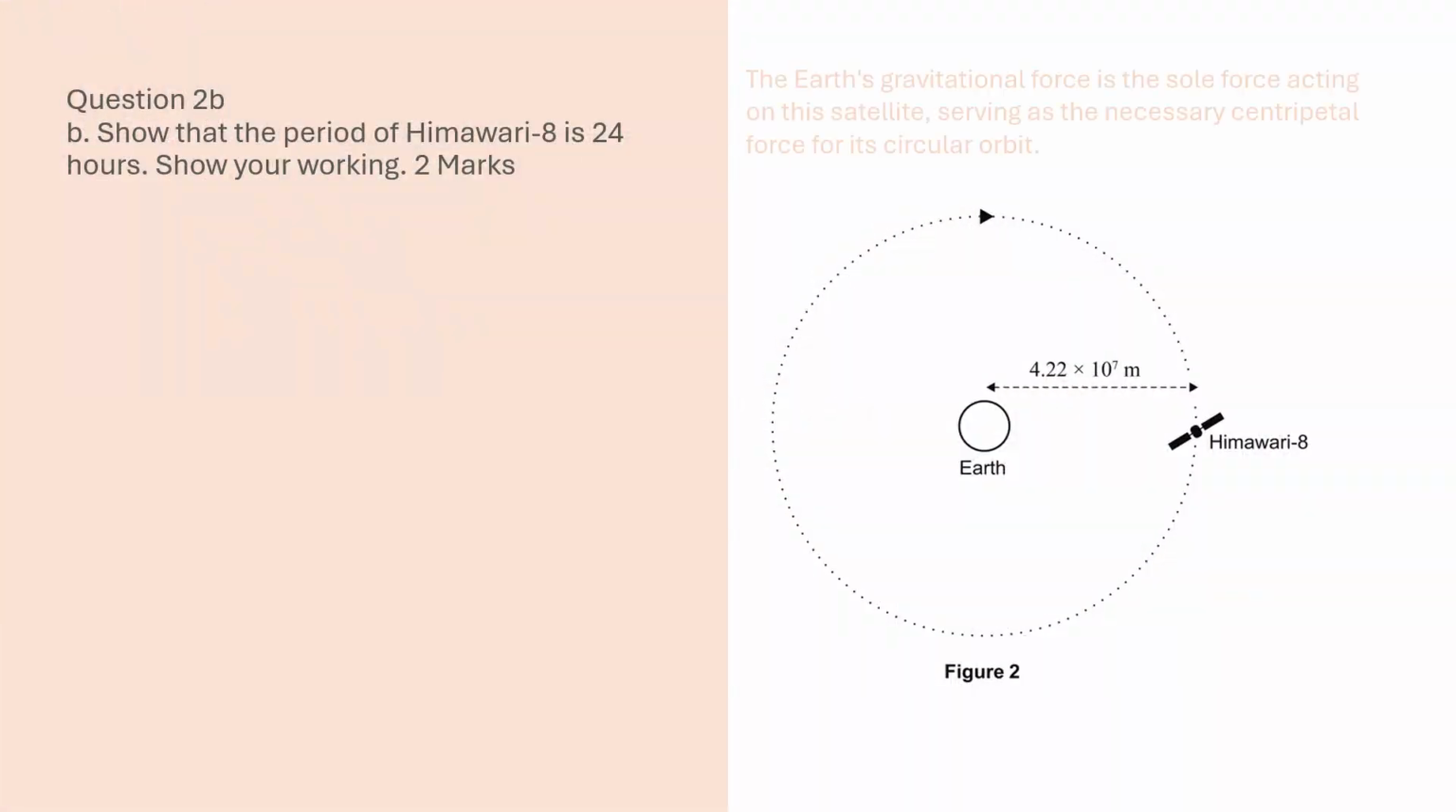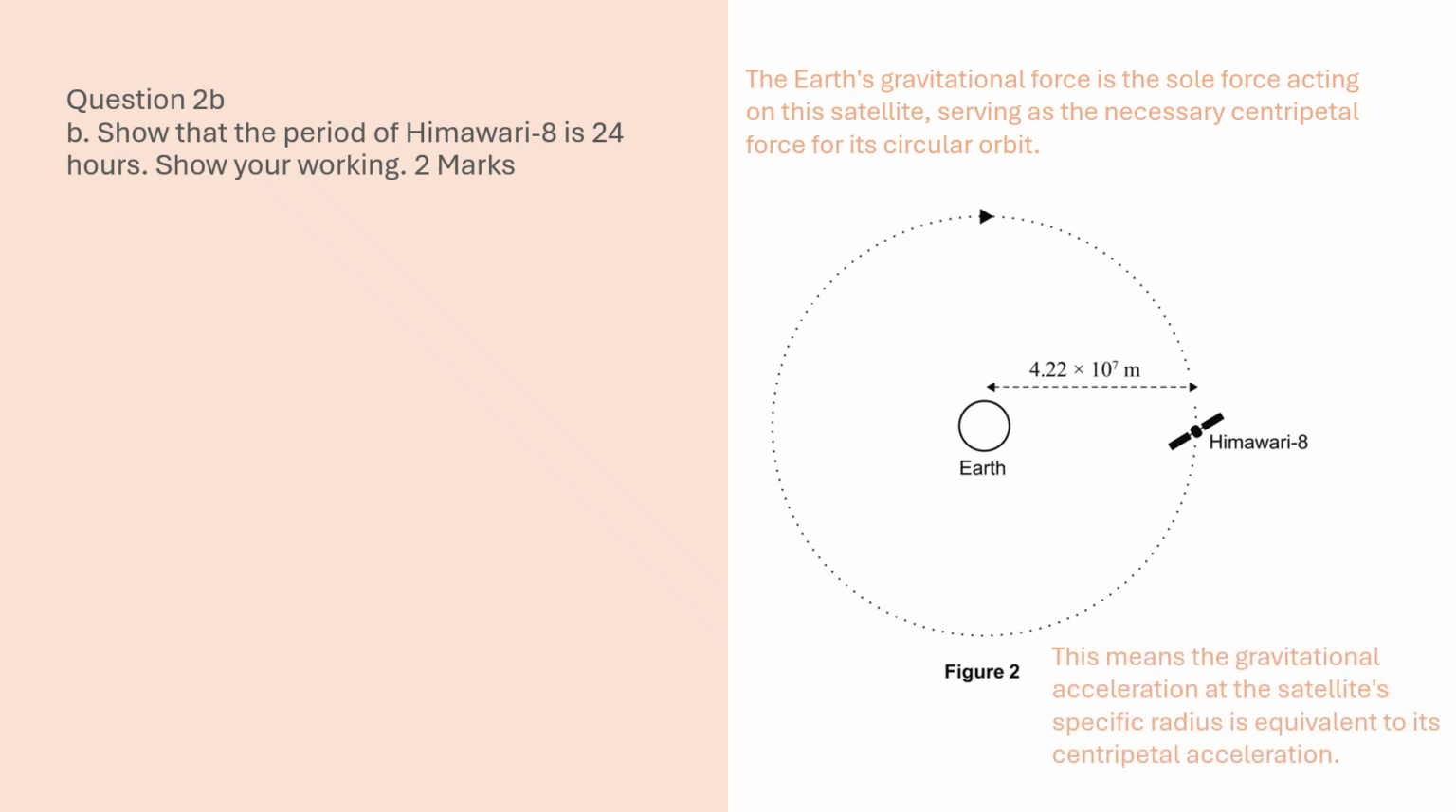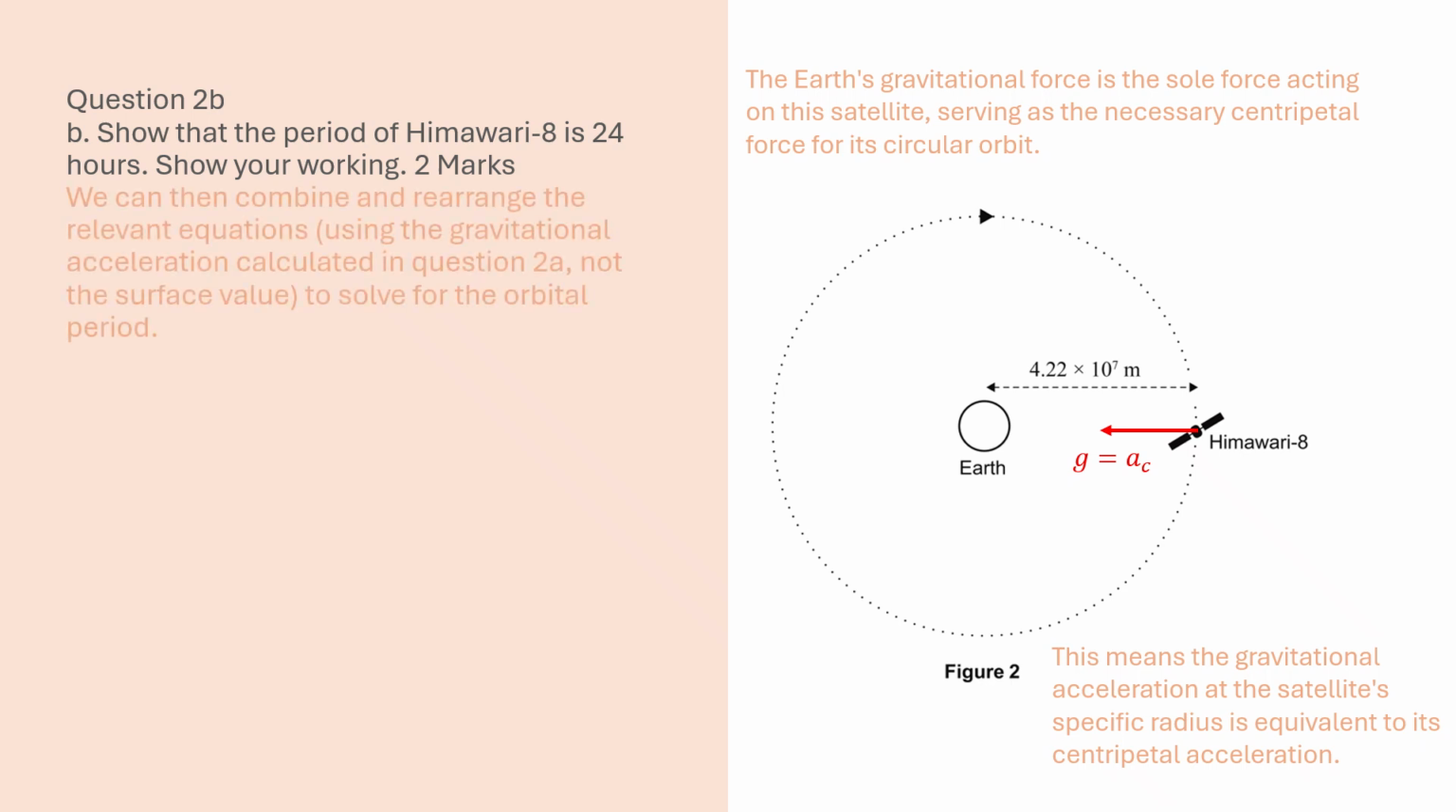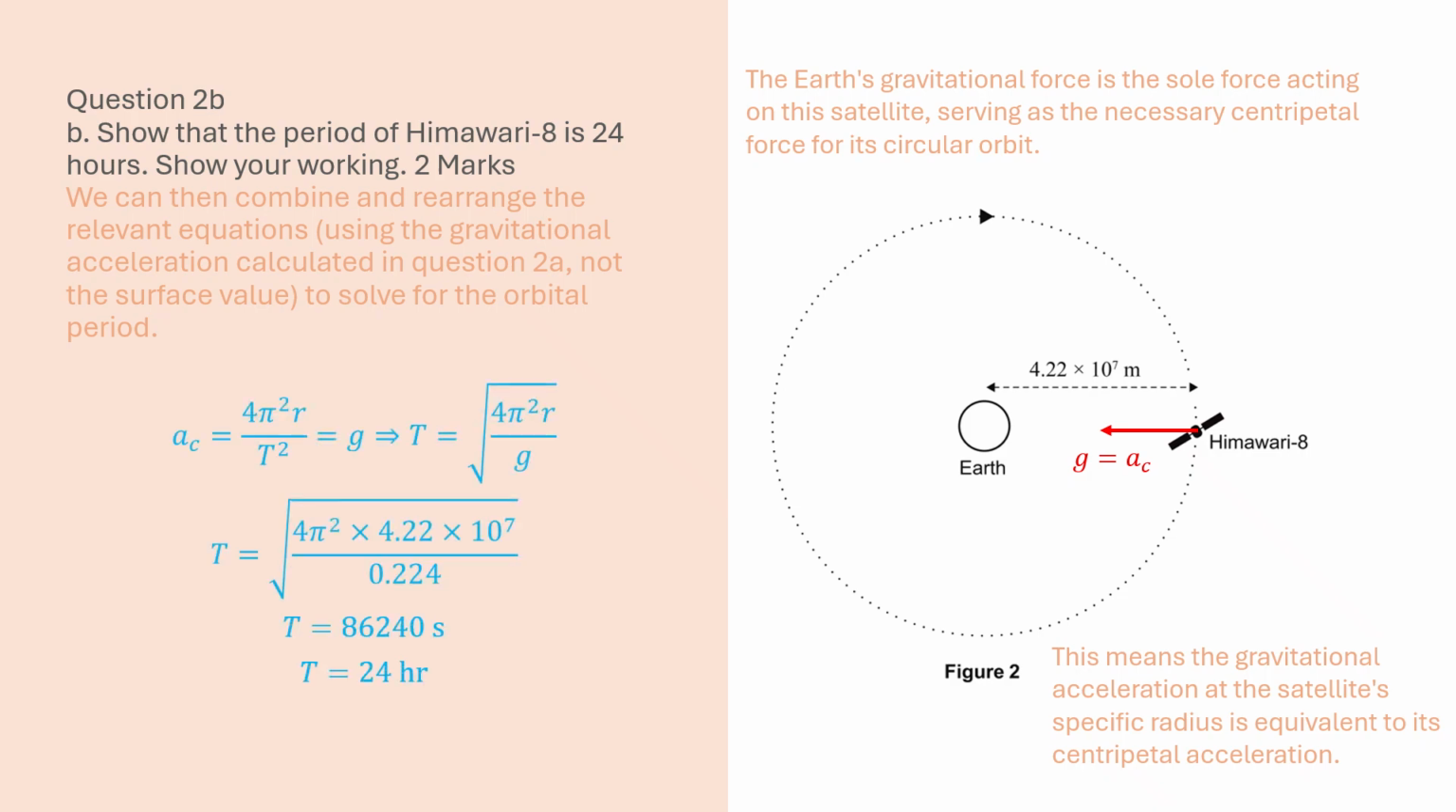The Earth's gravitational force is the sole force acting on this satellite, serving as the necessary centripetal force for its circular orbit. This means the gravitational acceleration at the satellite's specific radius is equivalent to its centripetal acceleration. We can then combine and rearrange the relevant equations, using the gravitational acceleration calculated in question 4a, not the surface value, to solve for the orbital period.